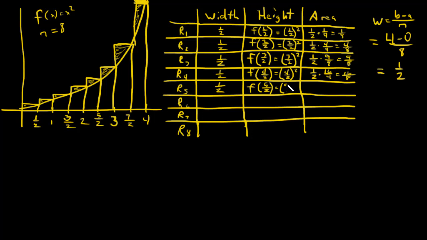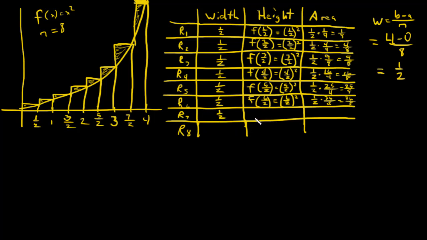So 5/2 squared. Over here it's going to be 1/2 times 5/2 squared, which is 25 over 4, which is 25 over 8. 1/2, I feed in 6/2. That's 6/2 squared. 1/2 times 36/4. Ooh, that's hard to say, sorry. So it's going to be 36 over 8.